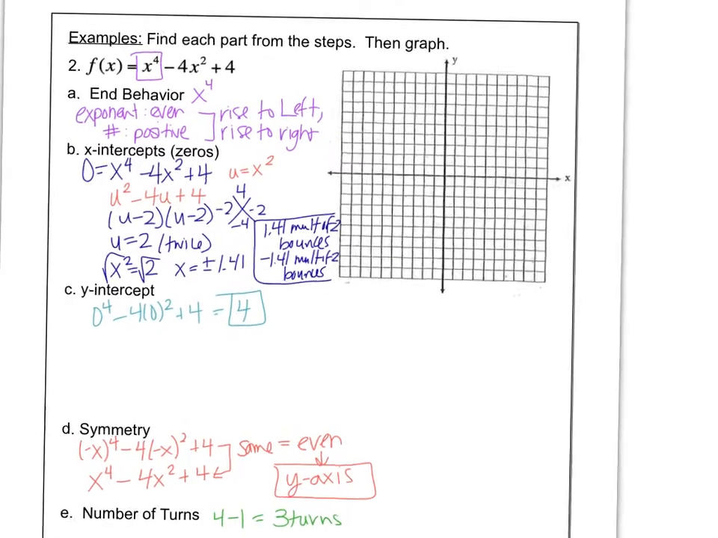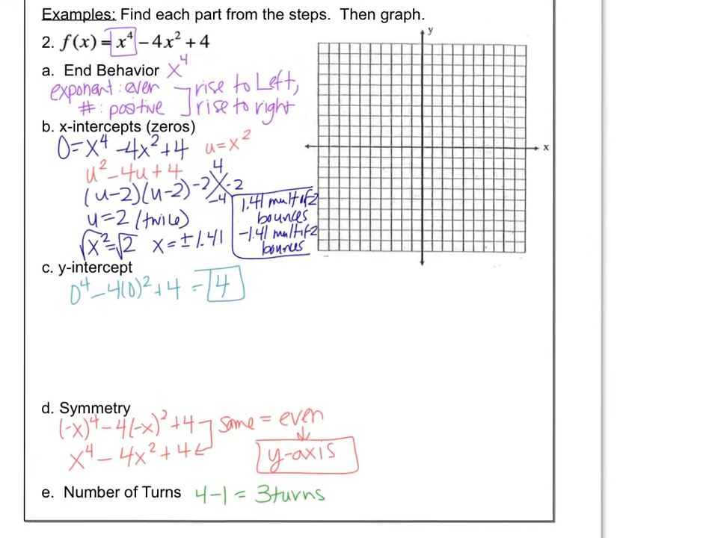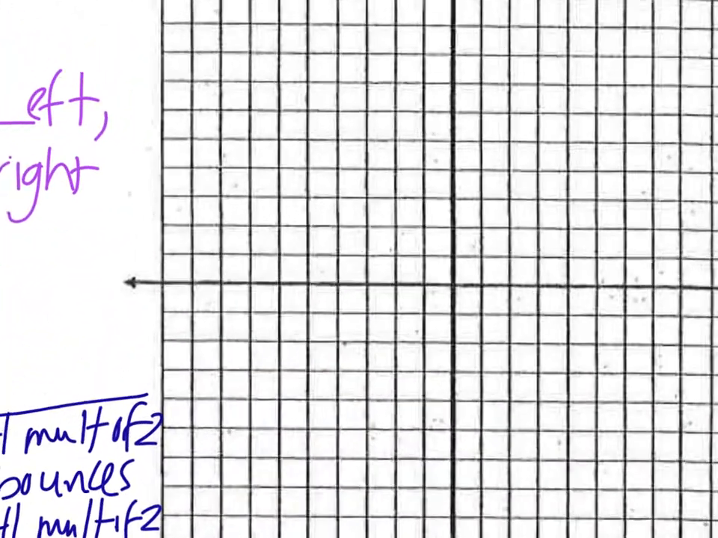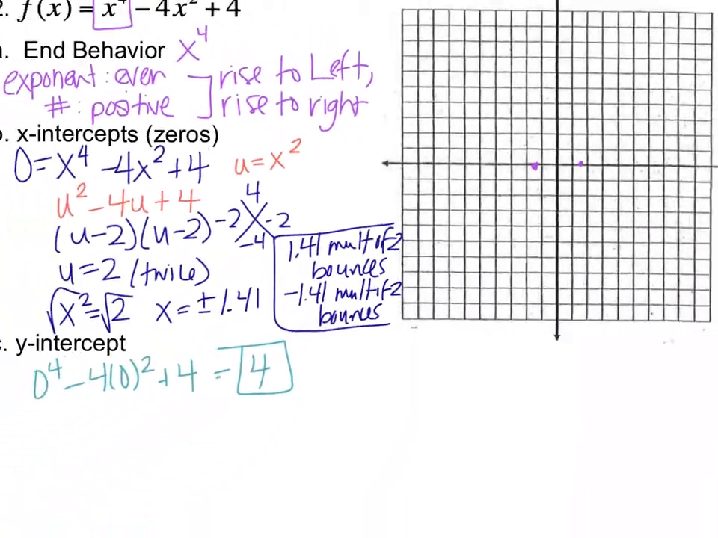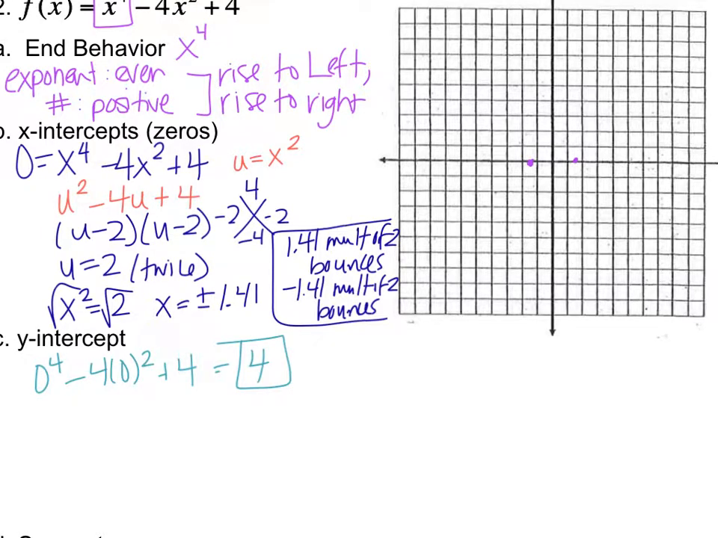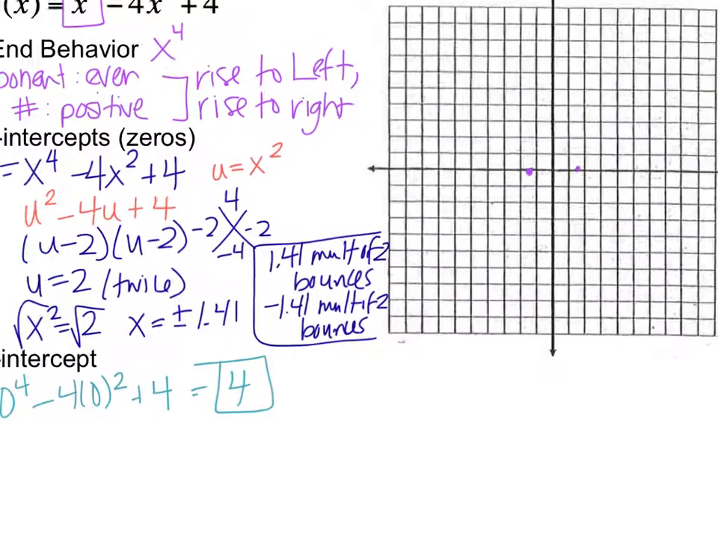So then how do you graph it? If you remember what I said, the first thing you should be graphing is all the intercepts. So we have those decimal intercepts. And that's why I made them a decimal, because it's easier to graph them when they're a decimal. So we're at negative 1.41 and positive 1.41. And then our y-intercept was at 4.